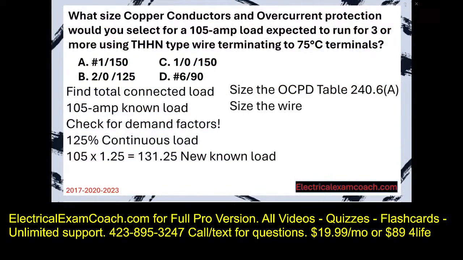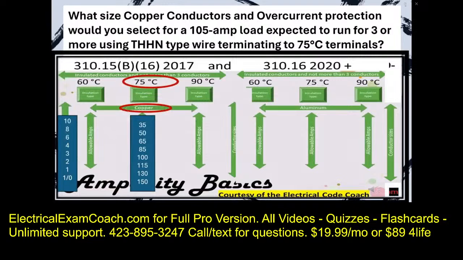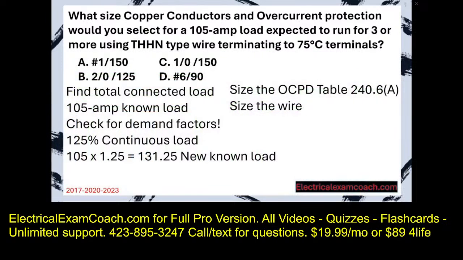Now we can come back and size the wire. We head to our ampacity table. We're on the copper side, 75 degree C column. We're going to go down and find a wire that covers the known load, and we're good to go. We're going to select a 1/0 on 150.